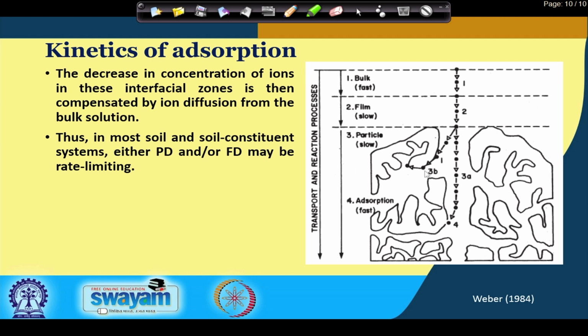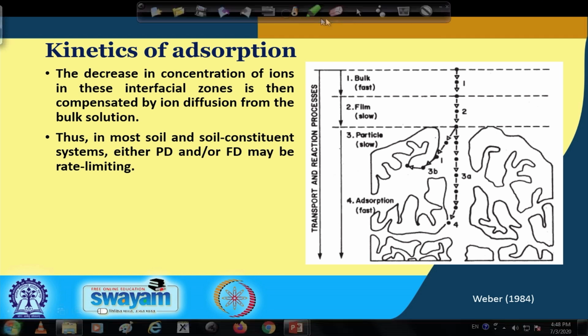So, when adsorption of cations at the specific adsorption sites of the clay particle occurs, as a result the interparticle liquid layer and also the film adhering to the particles are losing the cations. So, they become somewhat less in concentration for that cation. This decrease in concentration of the ions in these interfacial zones is then compensated by diffusion from the bulk solution. So, here this is the bulk solution.